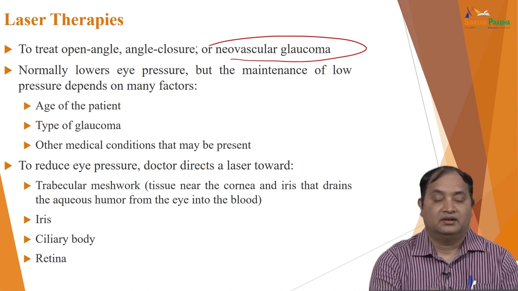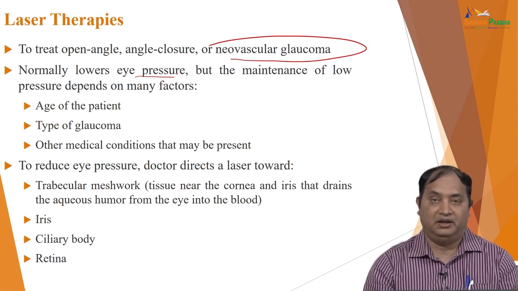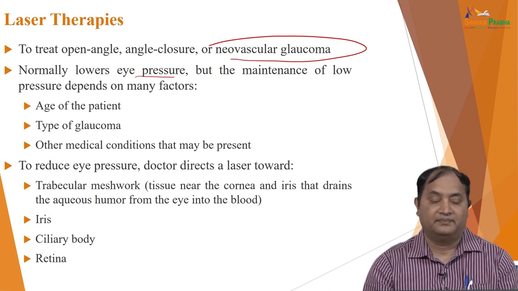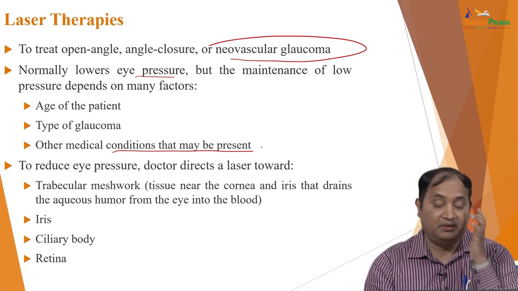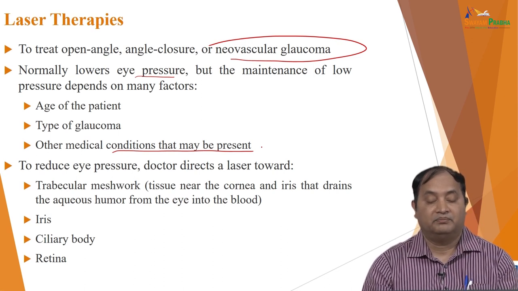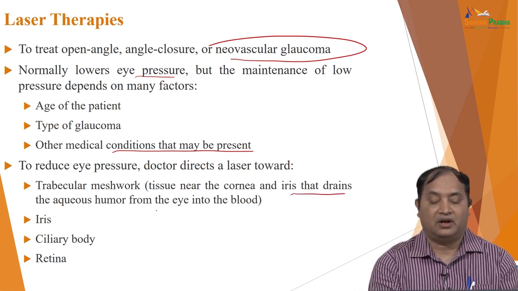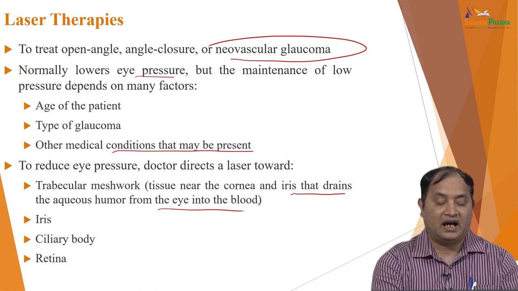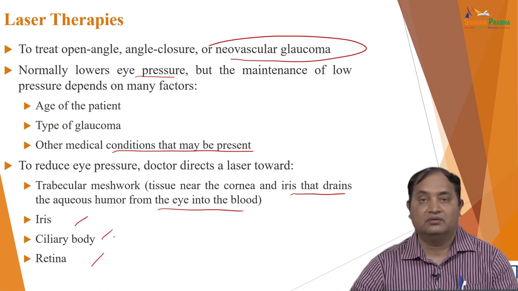Normally, it lowers the eye pressure, but how long it maintains the low pressure depends on many factors. You have to look at the age of the patient, what type of glaucoma it is, or any other medication that may be present. So, in order to reduce eye pressure, the attending physician may direct laser toward the trabecular meshwork. That means the tissue near the cornea or iris that drains the aqueous humor out of the eye into the blood. So, you look at the iris, ciliary body and retina. That is what laser therapy is used for.